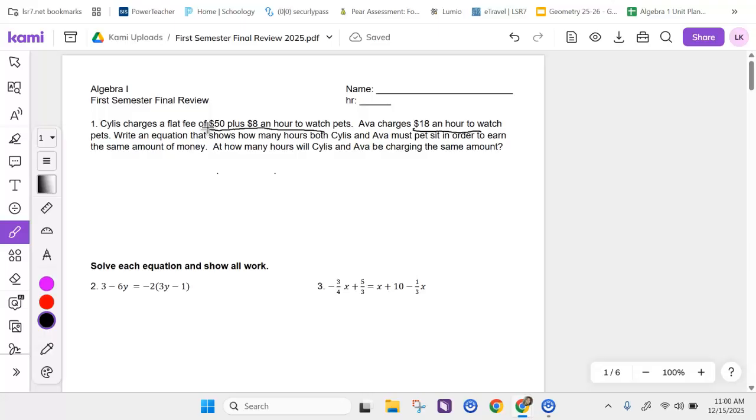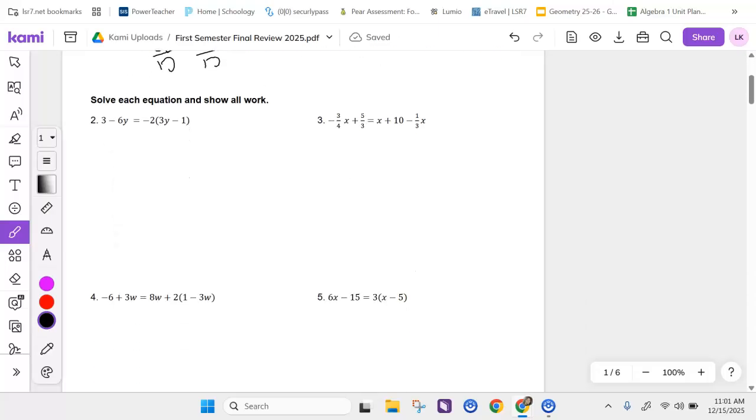So with that, I have 50 plus 8x, because they're going to charge $50 no matter what, and then $8 per hour, equals Ava just charges $18 per hour. And then I solve it. So I'm going to subtract 8x from both sides. 50 equals 10x, divided by 10. x equals 5 hours.